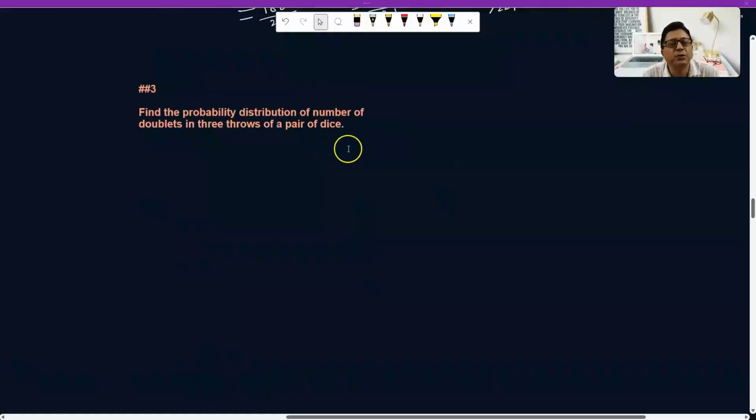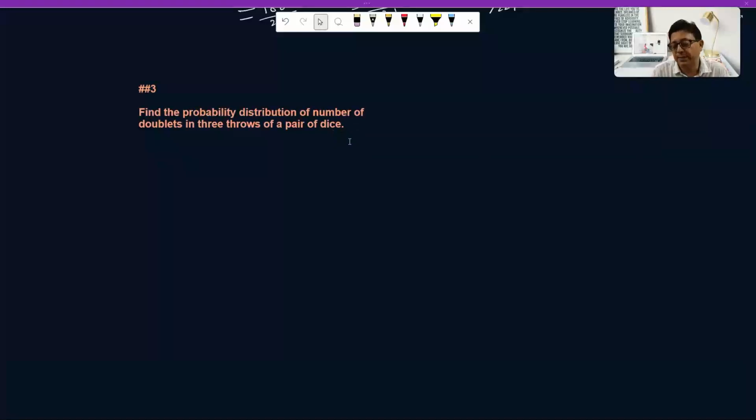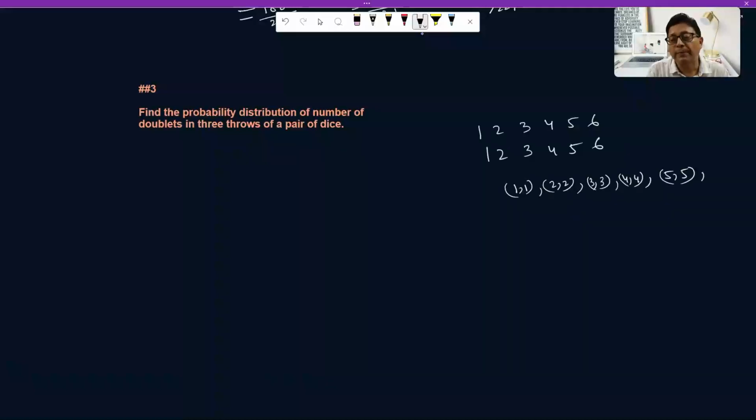Find the probability distribution of the number of doublets in 3 throws of a pair of dice. Pair of dice, their outcomes you know very well. 1, 2, 3, 4, 5, 6. For the second die also 1, 2, 3, 4, 5, 6. So a doublet means it will be 1 1, 2 2, 3 3, 4 4, 5 5 and 6 6. These are doublets.